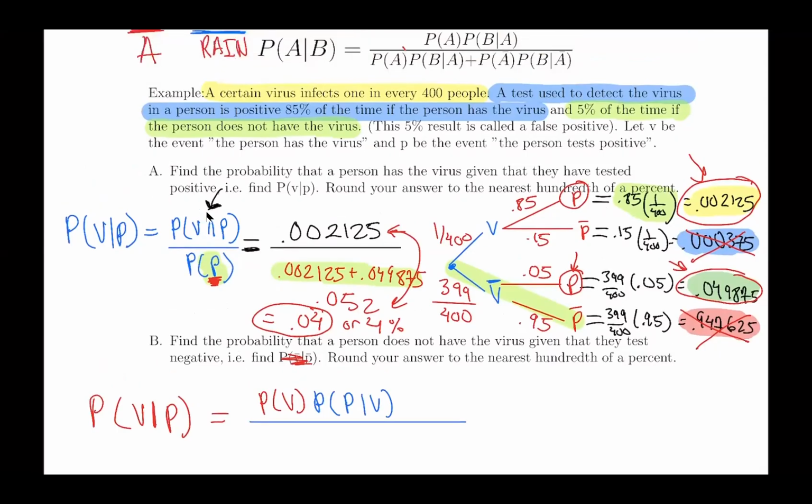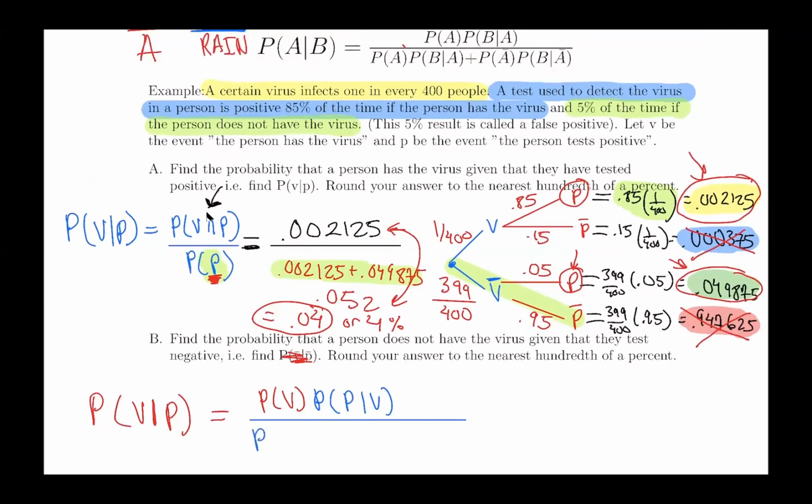And then we're going to say divided by the probability they have the virus. And we're going to multiply that by the probability that they tested positive given they have the virus. And then we're going to add this to the probability they don't have the virus and tested positive given they don't have the virus.